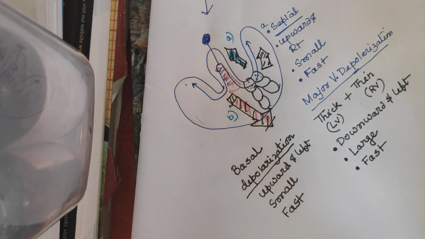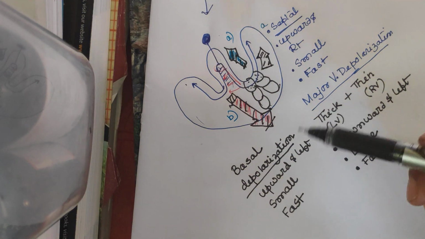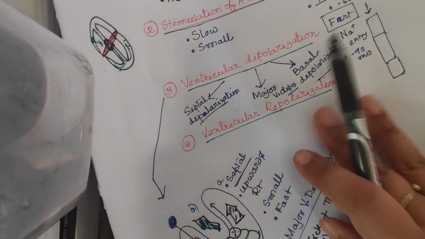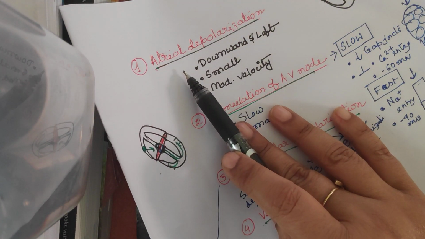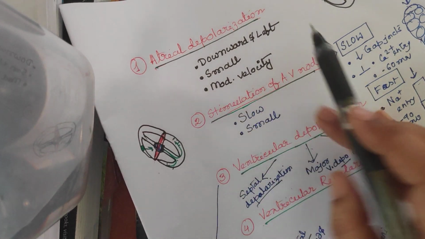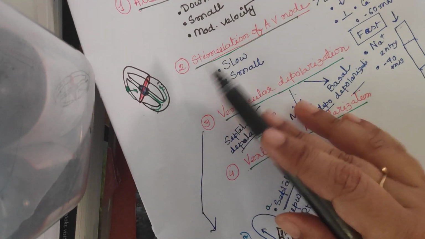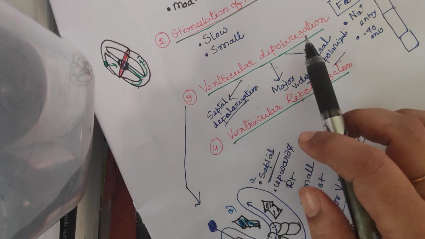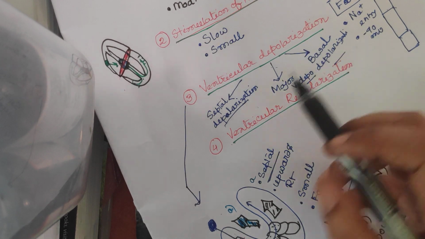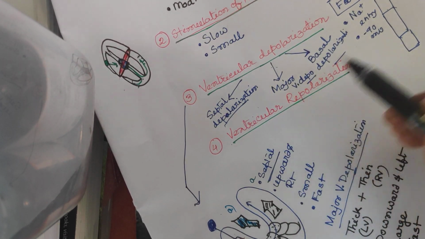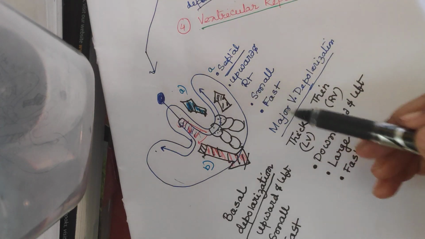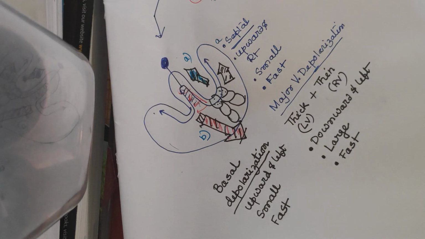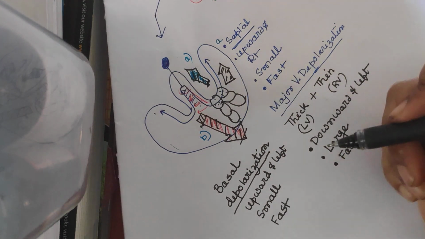So these are the three translations of the three parts of the ventricular depolarization. First electrical activity is the atrial depolarization. The vector is this. Second electrical activity is stimulation of AV node. The vector is this. The ventricular depolarization we can divide into three terms: the septal, the major ventricular, and basal depolarization. Each of them will have a specific cardiac vector, with a specific value, direction and velocity.